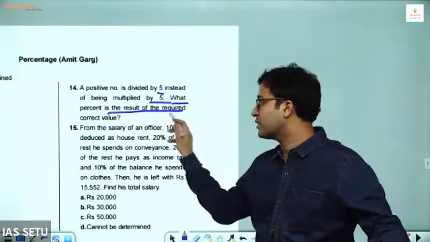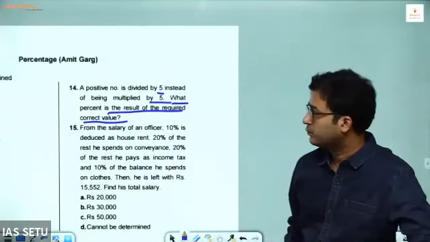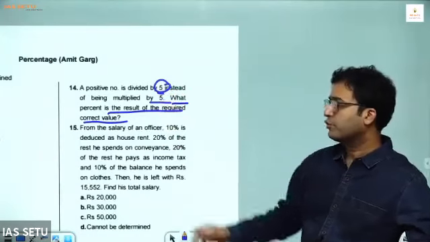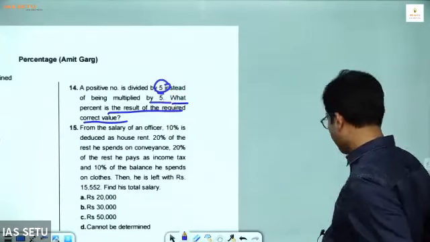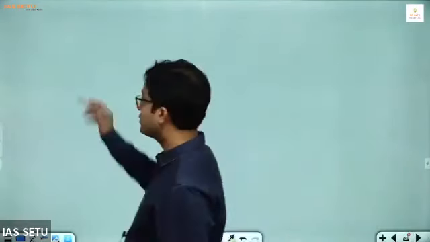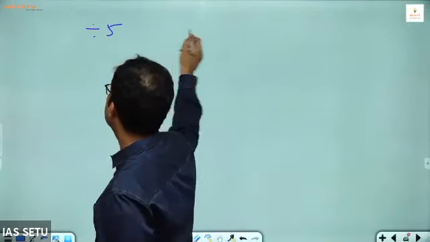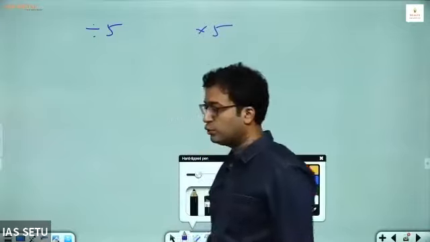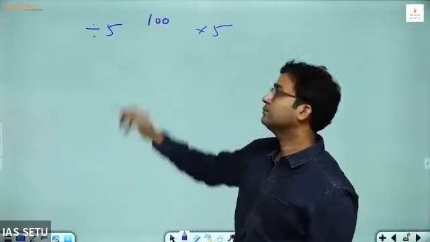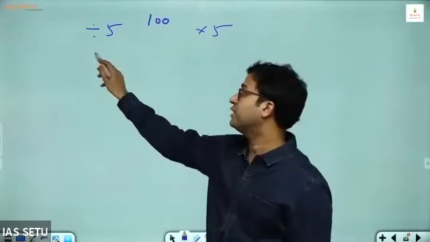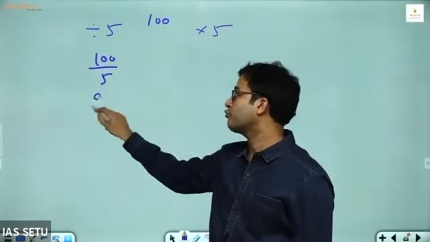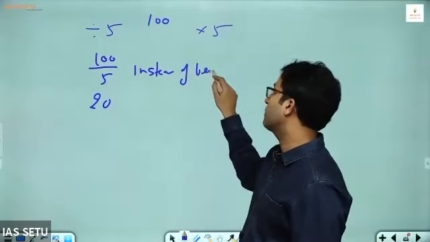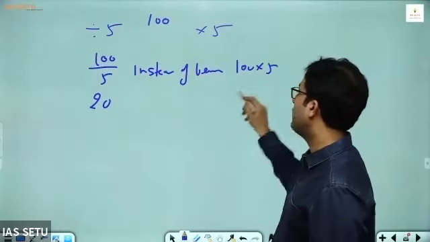What percent is the result of the required correct value? A positive number is divided by 5 instead of being multiplied by 5. So we assume the positive number is 100. By mistake we divided by 5, so we got 20 instead of 500.